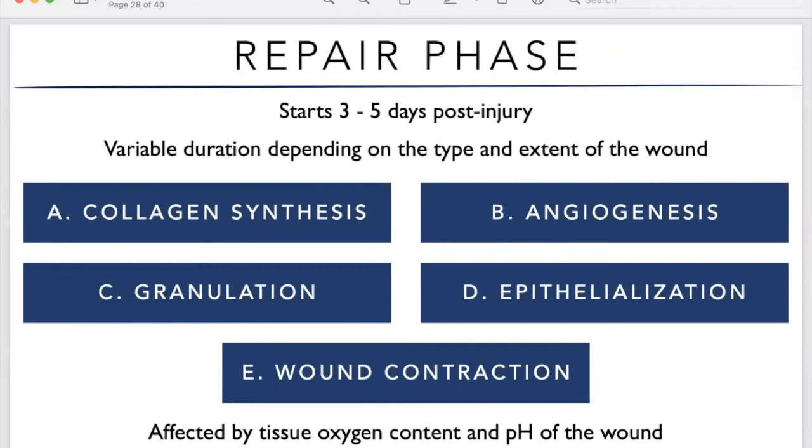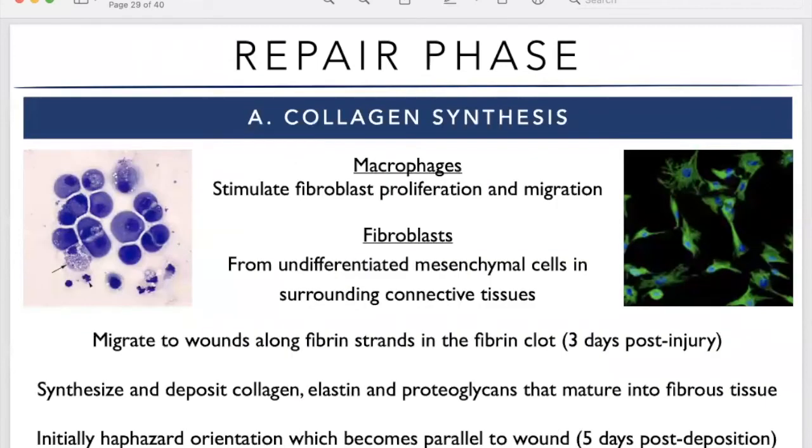However, if that injury or the wound has severed the blood vessels and it's clotted, it's not there, you have to find a way for that blood and oxygen to get into the tissue as well. Okay, let's start with collagen synthesis. The main cells involved with collagen synthesis would be the macrophages and the fibroblasts. Macrophages would stimulate the fibroblasts to go there, right?